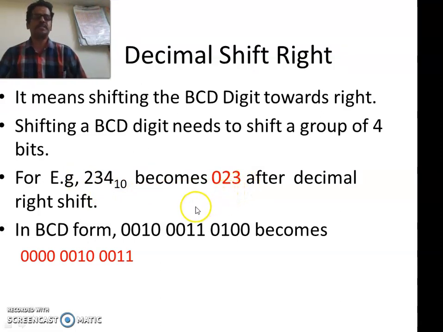We are trying to replicate the same in binary coded form. 234 is represented as 0010, 0011, 0100. While performing the decimal shift right, the rightmost digit, that is the rightmost group of 4 bits, is lost and we add 0 into the leftmost digit position. That is, adding 0 is nothing but adding 4 zeros into the leftmost digit position. Now we can read the result, which is nothing but 0, 2, 3.